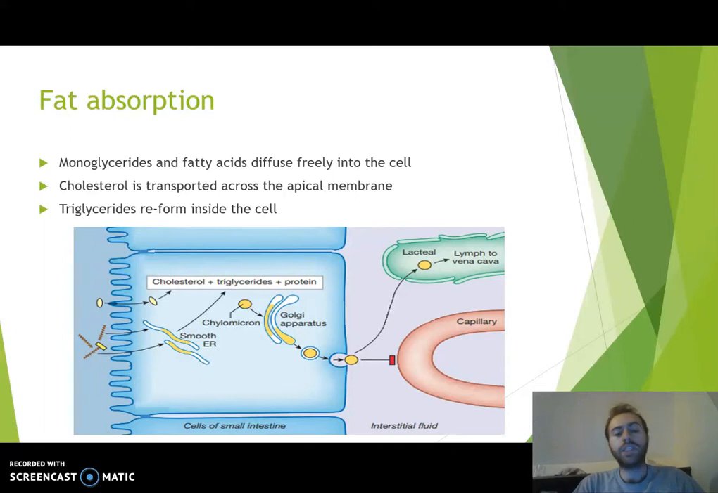So we can see here in this illustration, on the apical side of the intestinal cell, the free fatty acids and the monoglyceride diffusing freely, the cholesterol being transported, and reforming triglycerides inside of the intestinal cell. Once inside the cell, absorbed monoglycerides, free fatty acids, and cholesterol recombine, as I just mentioned, to form triglycerides and are ready to be taken up and used by the body.